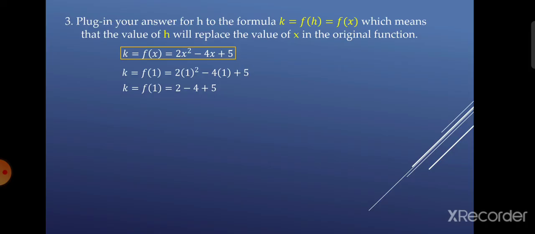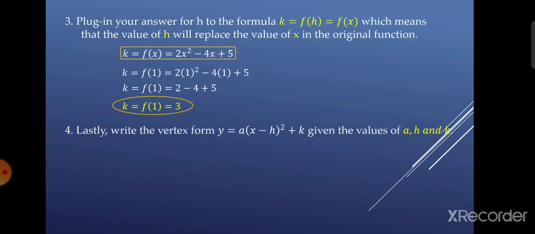Now, 2 times 1 is still 2. So 2 minus 4, because 4 times 1 is 4. Then plus 5. So, therefore, k is equal to 3. You can ignore f of 1, you don't have to write it. Why 3? Because 2 minus 4 is negative 2, and negative 2 plus 5, or 5 minus 2, is 3. So earlier h is 1, next k is 3.